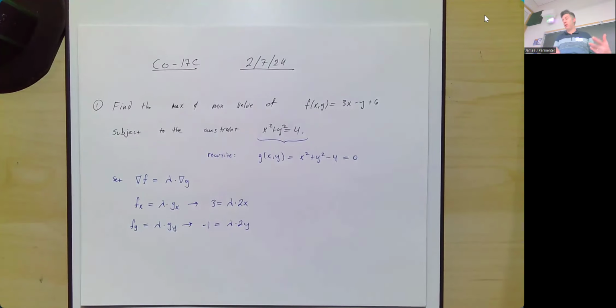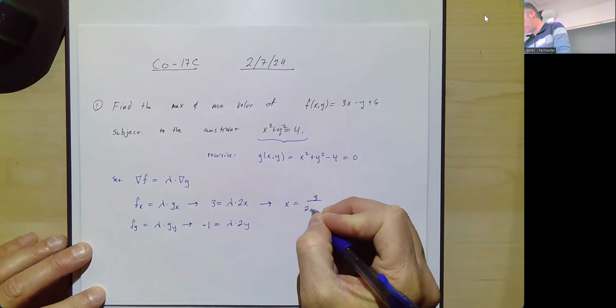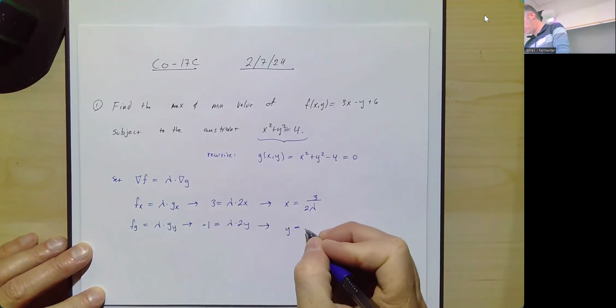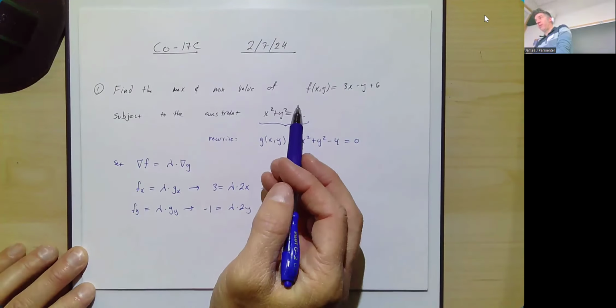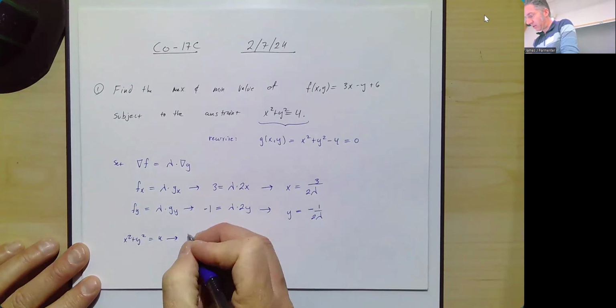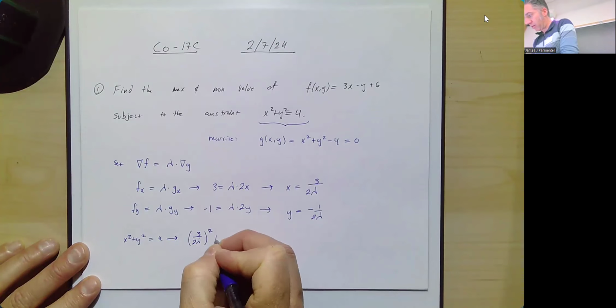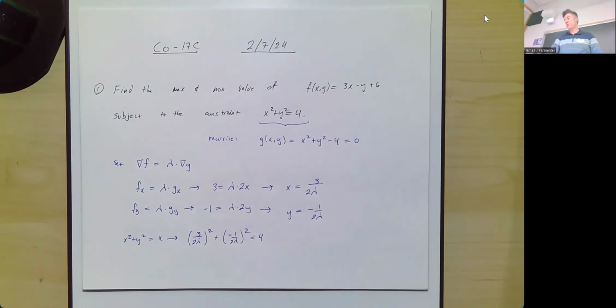Here's what you should do if you want to do it the way he's doing it. Take these equations, if you can, and isolate x and y in terms of lambda or mu or whatever your Lagrange multiplier is. We solve for x here and get x equal to 3 over 2 lambda. We solve for y here and get y equal to -1 over 2 lambda. Then we plug those into the constraint equation, which I would still write as x squared plus y squared equal to 4. That becomes (3 over 2 lambda) squared plus (-1 over 2 lambda) squared equal to 4, which is going to allow us to solve for lambda.